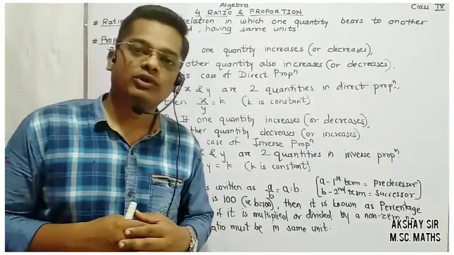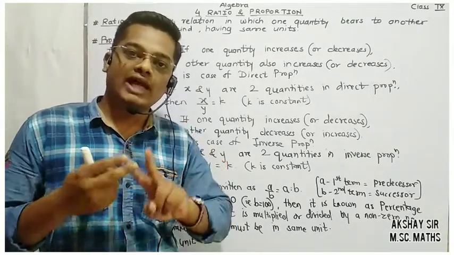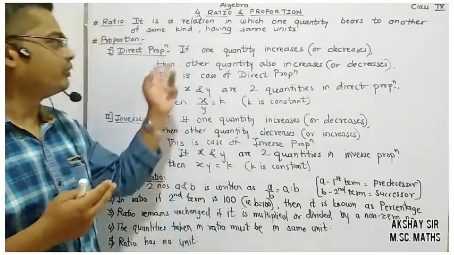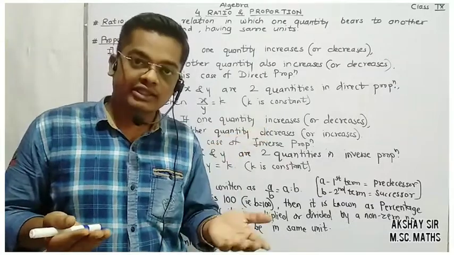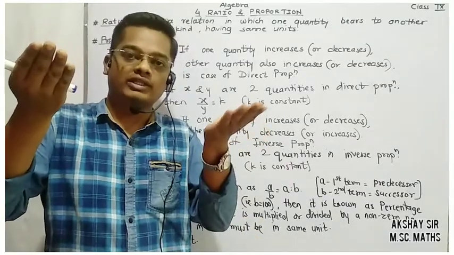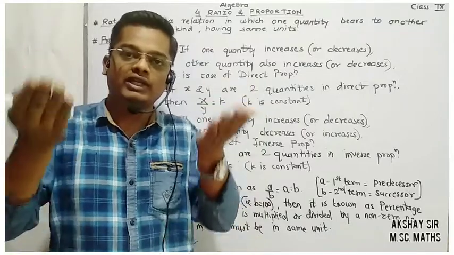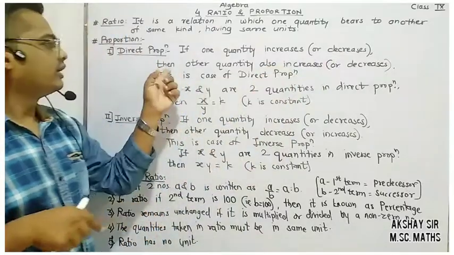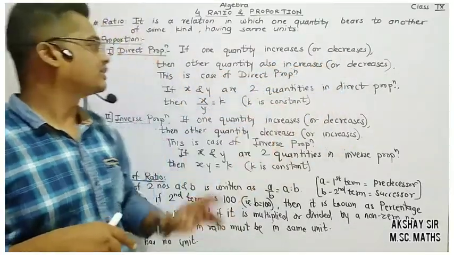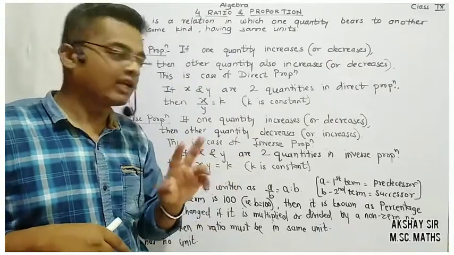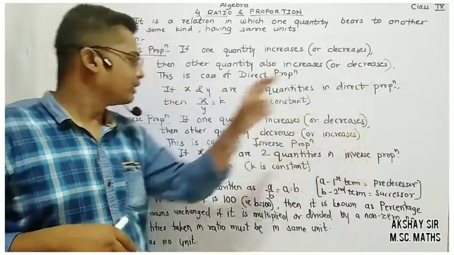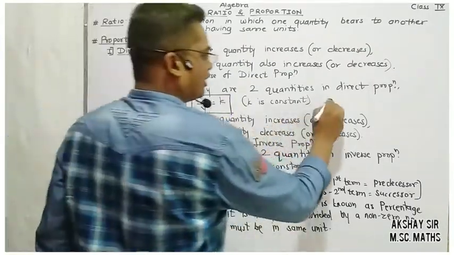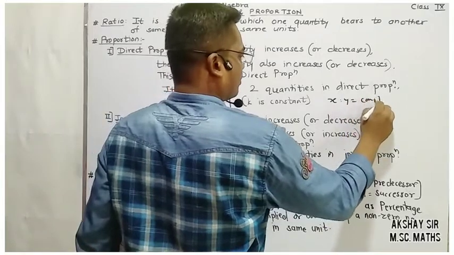We all know that there is proportionality between two quantities. One is direct proportion, another is inverse proportion. So we all know what direct proportion is. In direct proportion, when one quantity increases or decreases, the other quantity also increases or decreases simultaneously. This is the case of direct proportion. If x and y are two quantities in direct proportion, then the relation is given as x upon y is constant, or in short, the ratio x to y is constant.